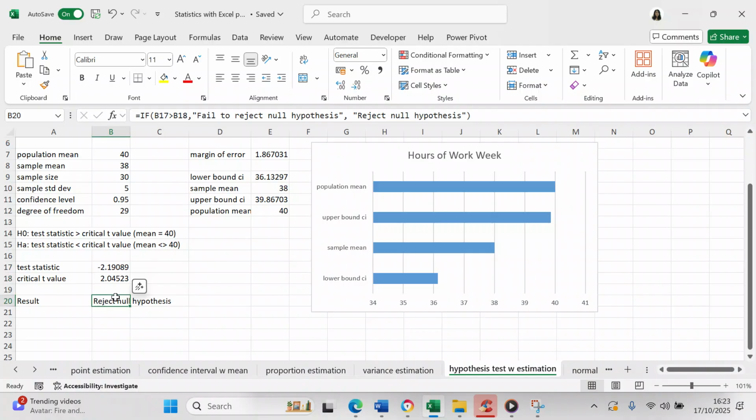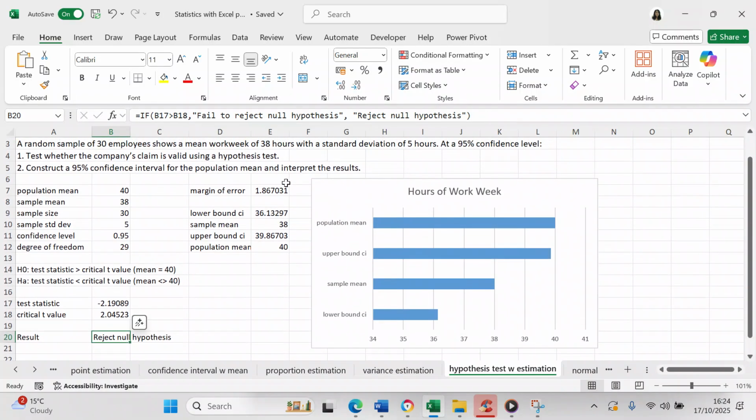So if we're going to interpret the results, if B17, that's your test statistic, is greater than B18, that's your critical value, then we're going to fail to reject the null hypothesis. Otherwise, you're going to reject the null hypothesis. So your test statistic is 2.19, and your critical value is 2.04. So B17 is less than B18, so you're going to reject the null hypothesis.